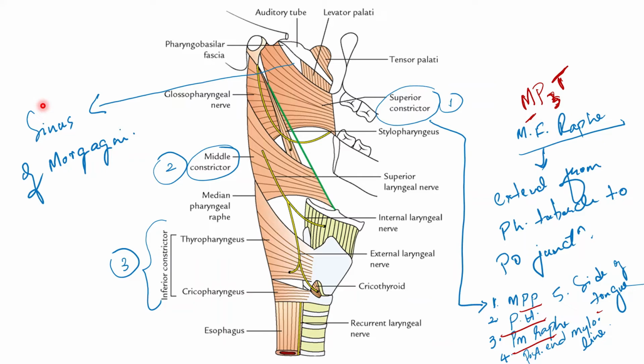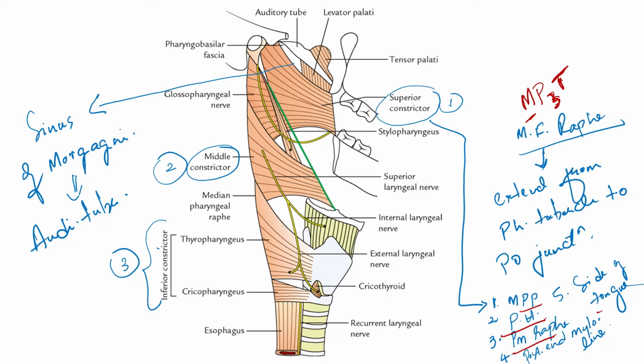Usually this space is closed by two fascia, that is the buccopharyngeal fascia and the pharyngobasilar fascia. This sinus is important to be known because it allows the passage of the tube, that is the auditory tube. It allows the passage of the auditory tube through it. So that's all about the first external muscle, that is the superior constrictor.